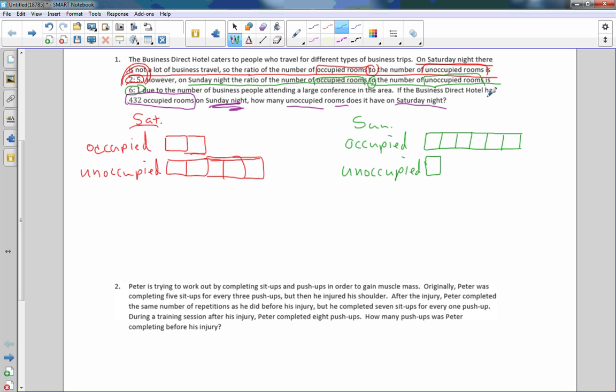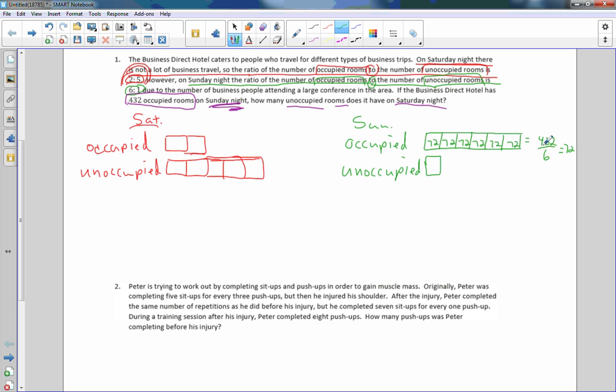Now it says if the Business Direct Hotel has 432 occupied rooms on Sunday night, so that's right here, this equals 432. So there's 1, 2, 3, 4, 5, 6 squares. If I divide this by 6, 6 goes into 43, 6 times 7 is 42, with a remainder of 1, 6 goes into 12, 2. So that means that there are 72 per square. So this is 72 rooms, 72 rooms, 72 rooms, and so on.